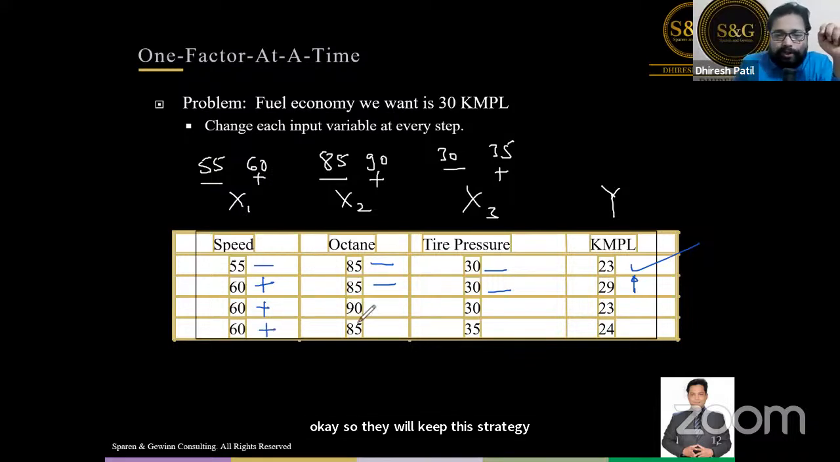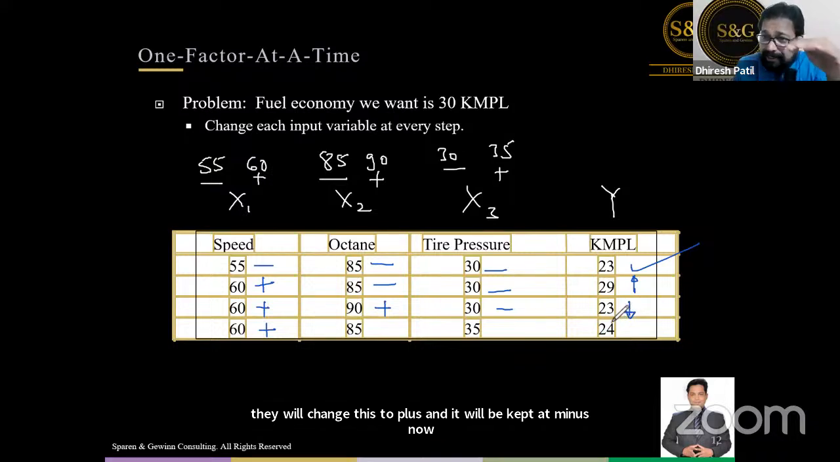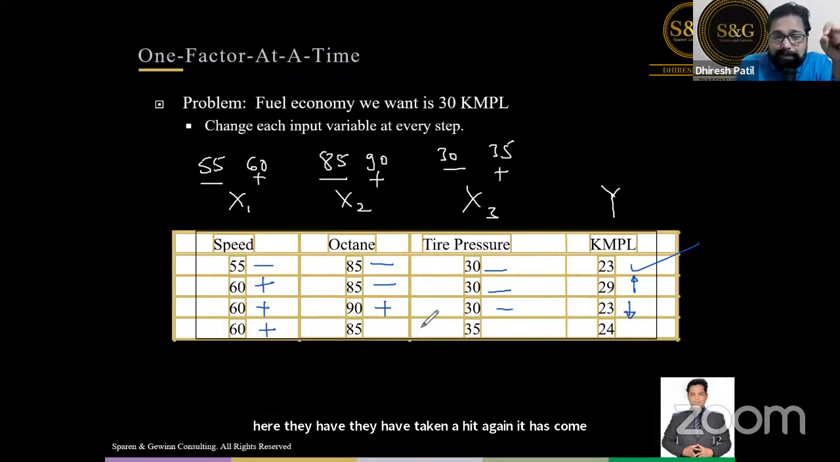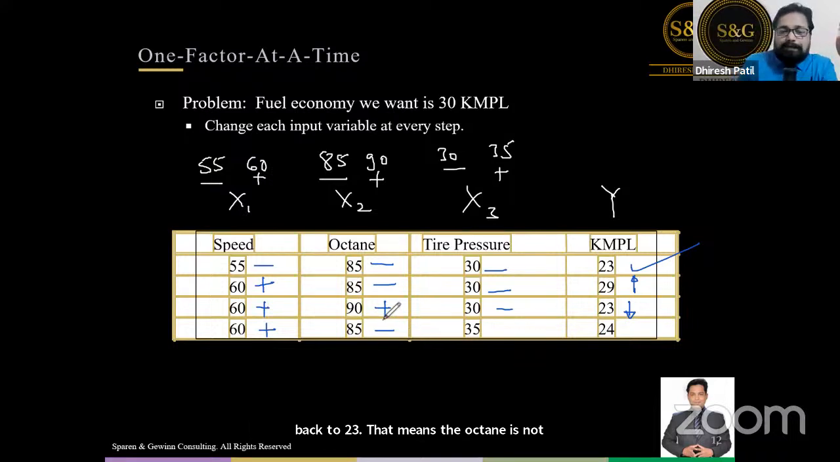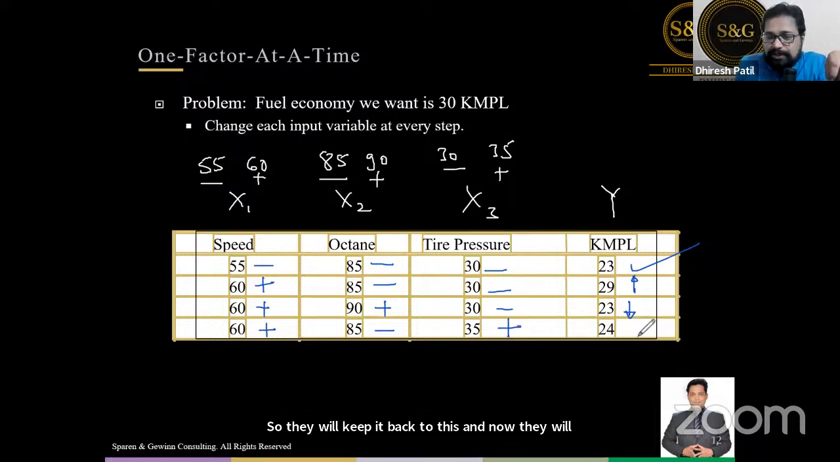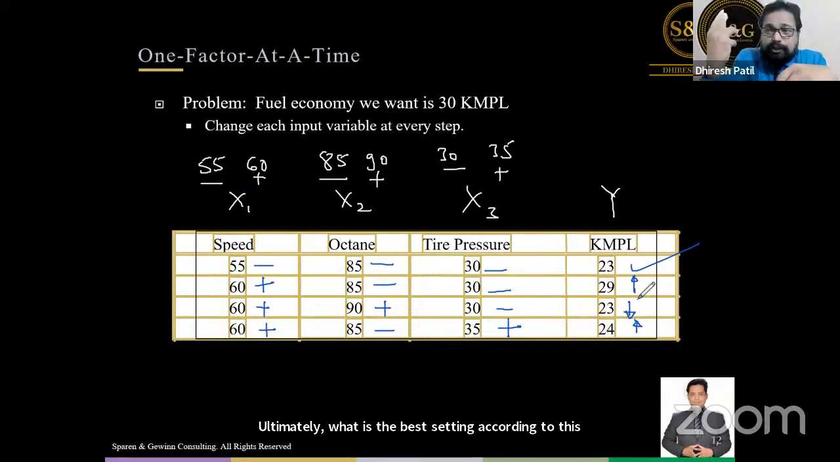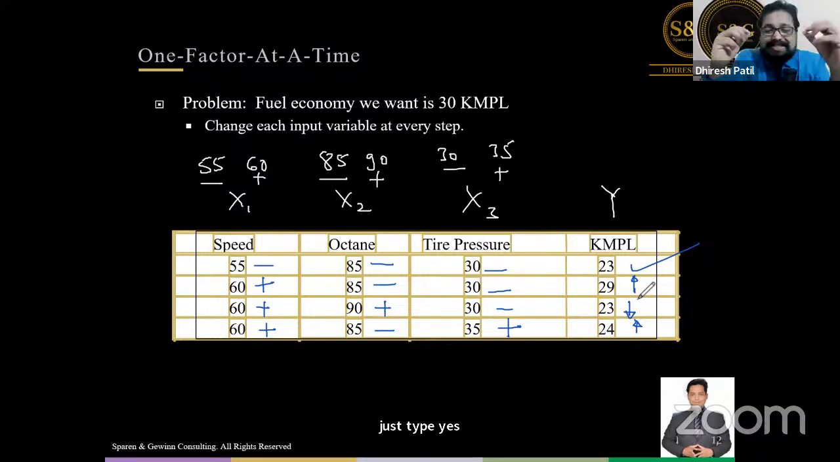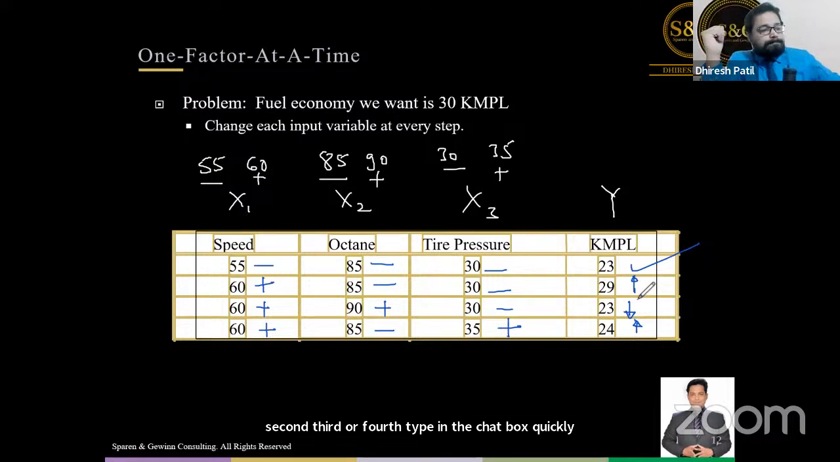Now they will change octane to plus and keep the rest as before. Now here they have taken a hit. Again, it has come back to 23. That means the octane is not working out for us. So they will keep it back to minus. And now they will change tire pressure. Okay. And there they will observe a little bit of improvement from the previous reading. So ultimately, what is the best setting according to this? Just type yes, first, second, third, or fourth. Type in the chat box quickly. Which setting has given us the best reading?